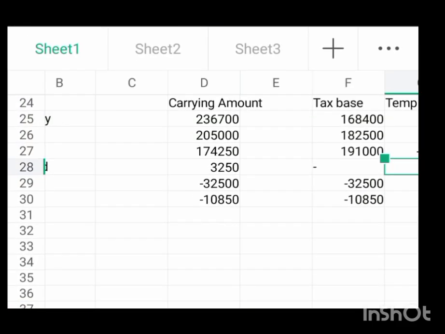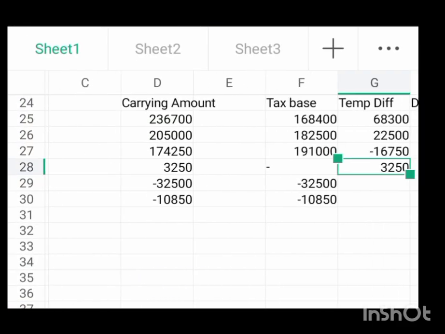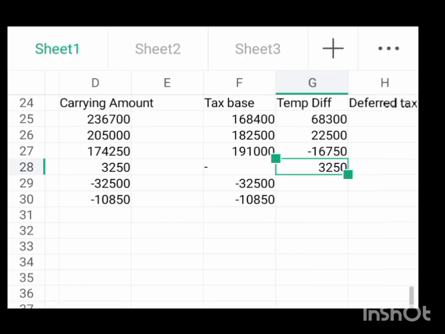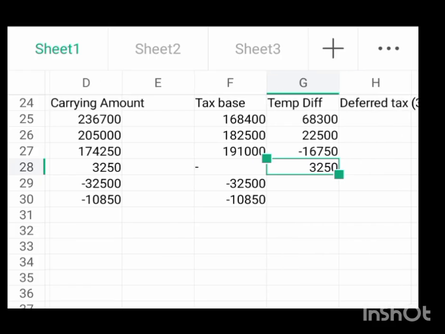Our interest received, which has a carrying amount of 3,250, and we're told that there is no opening or closing. There is no opening balance, so we just have it back here as our temporary difference. So there is no adjustment to be made.